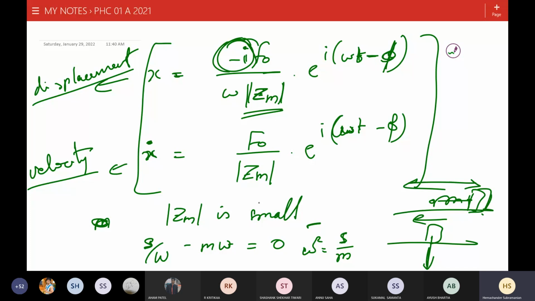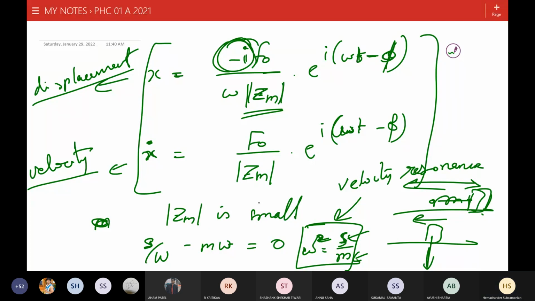So this is the same condition that we found earlier, connecting the frequency of oscillation of the simple harmonic oscillator to its S and m. This is the same thing we found in the first few classes. Now it comes out as the resonance condition. So the velocity is maximum when omega squared is equal to S over m. This condition is called a velocity resonance.